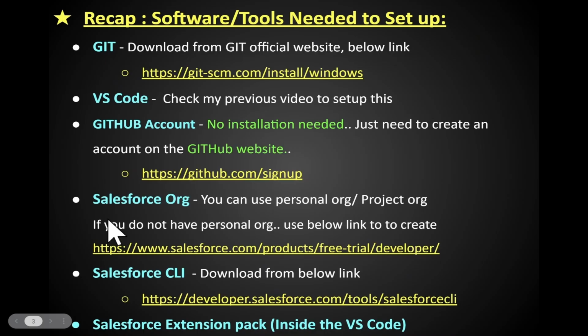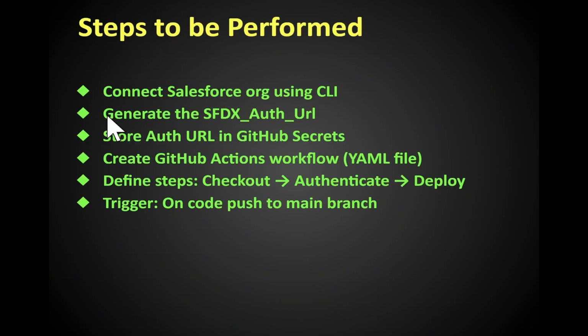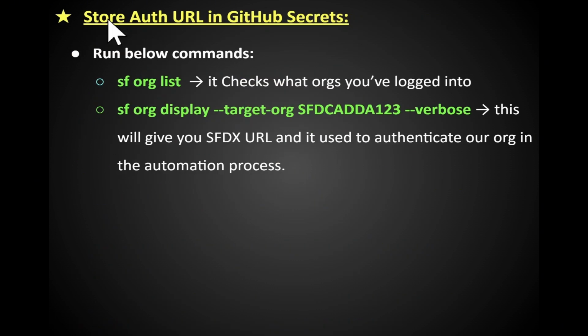Let's go back to the slide. Here our next step is to generate the SFDX auth URL. The first step is to connect the Salesforce org, which we already have. The second step is to generate the SFDX auth URL. You can see these are the commands we need to run to get the URL. The first command will check what org you have logged into in your VS Code.